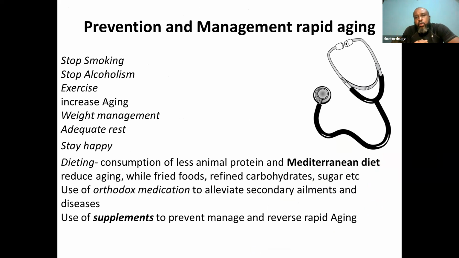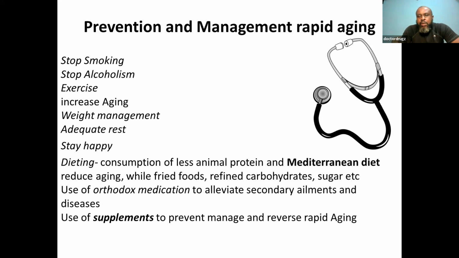So how do we prevent or manage rapid aging? Definitely one has to stop smoking, stop alcoholism. Exercise actually prolongs life, so one has to begin to exercise. And weight management, have adequate rest, stay happy. When you're happy, your body produces endorphins, and these endorphins help you prolong your life. Dieting, consume less animal protein and what is called a Mediterranean diet.